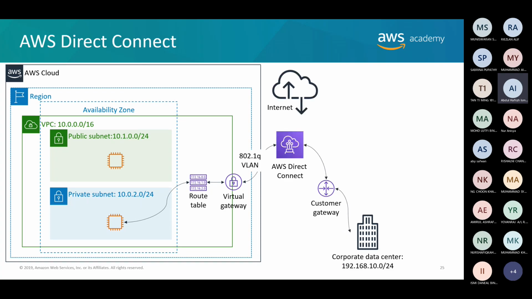Tapi kalau kita guna service AWS Direct Connect from virtual gateway, they connect to AWS Direct Connect and kita connect ke customer gateway of our data center. So this private connection can reduce your network costs and increase bandwidth throughput and provide a more consistent network experience than internet-based connection. So Direct Connect uses open standard 802.1q virtual local area network VLANs.